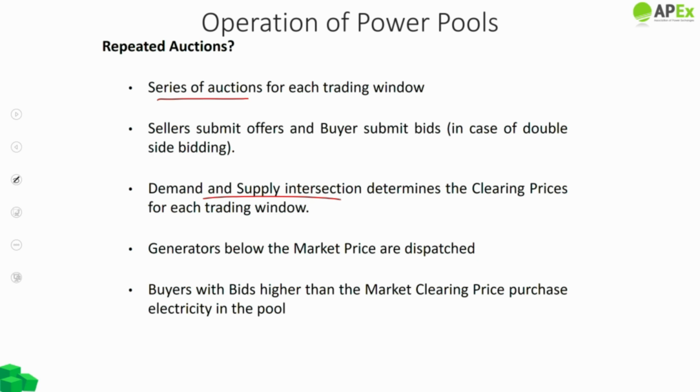Generators whose bids are below the clearing price are dispatched to produce electricity, while buyers whose bids are above the clearing price are able to purchase it. So, this is how a power pool operates in general, but there are more details that we will cover next.